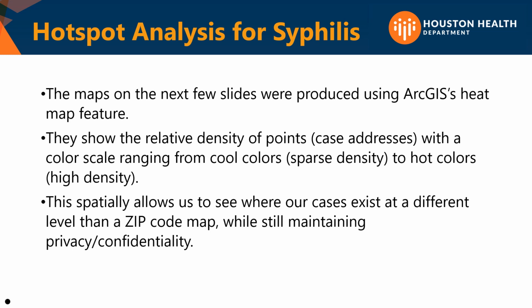Now we're going to look at hotspot analysis for syphilis. These maps were produced using ArcGIS heat map feature. They show the relative density of points with a color scale ranging from cool colors, or sparse density, to hot colors, which is high density. This spatially allows us to see where our cases exist at a different level than a zip code map, while still maintaining privacy and confidentiality.